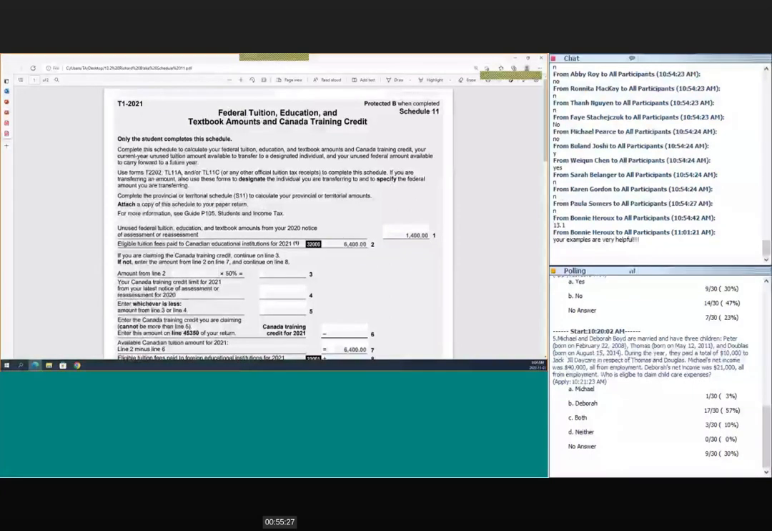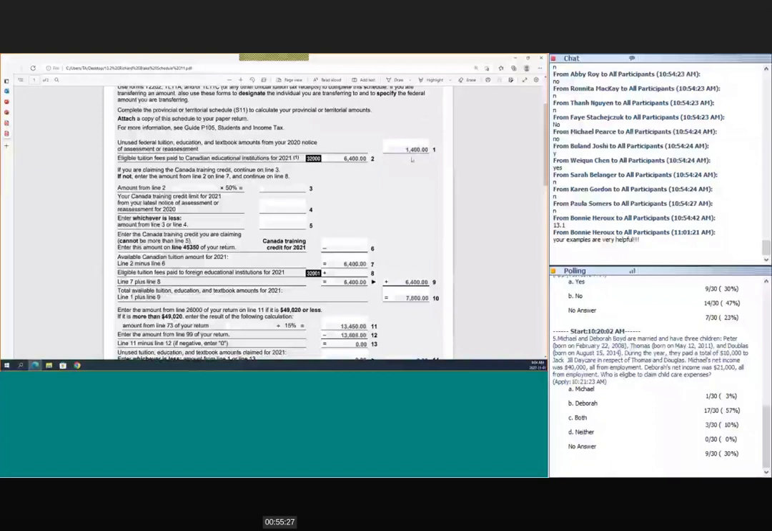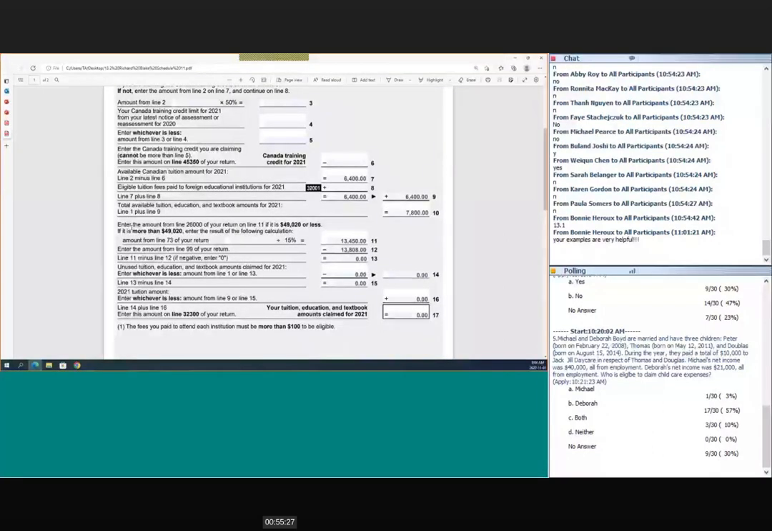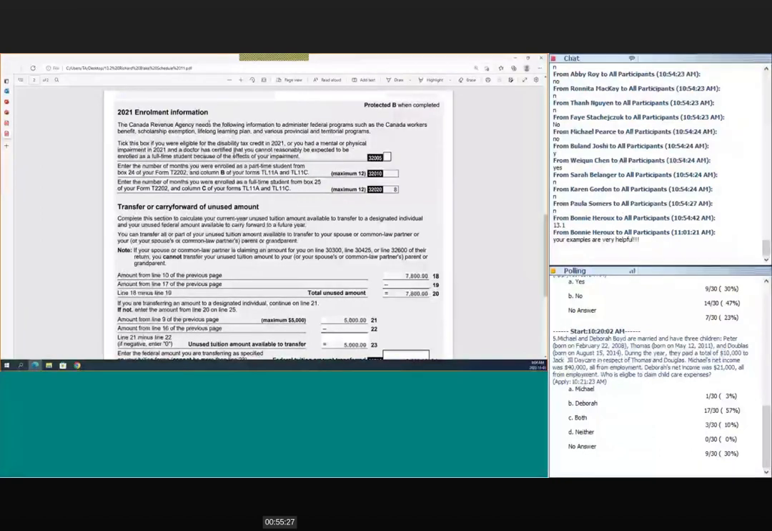Again, we're going to put in any unused tuition from the prior year, because the student didn't use it all. Here is eligible tuition fees paid to Canadian educational institutions. There's the amount. On this line here, we have eligible tuition fees paid to foreign educational institutions. And then the enrollment information: tick this box if you're eligible for the disability tax credit. Enter the number of months you enrolled as a part-time student. Here, enter the number of months you enrolled as a full-time student, 8.